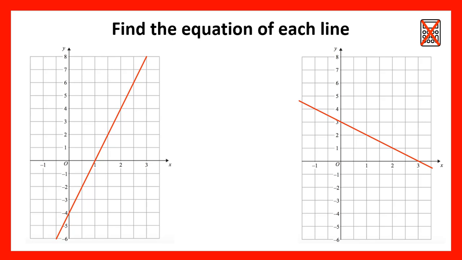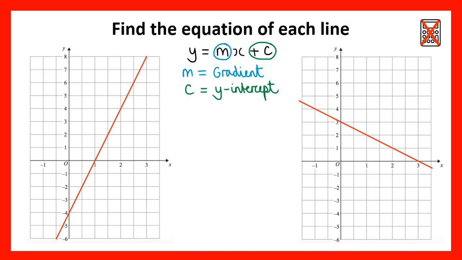The equation of a straight line can be written in the form of y equals mx plus c, where m is the gradient of the line. This tells us the slope or how steep the line is, and c is the y-intercept, where the line crosses the y-axis. Y represents any y-coordinate of a point on the line, and likewise x represents any x-coordinate of a point that lies on the line.